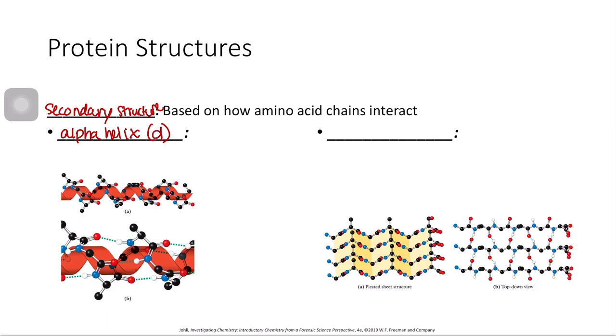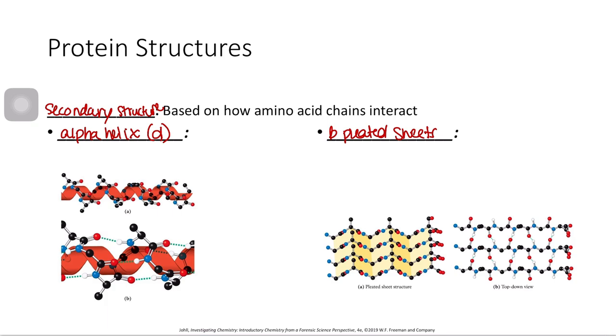We also have what are called beta pleated sheets. The beta pleated sheet happens when you have all of these different amino acids that are just kind of bonded together like so. And so here would be the view down. And silk proteins have pleated sheets in them. They have the beta pleated sheets. So both the alpha helix and the beta pleated sheets are going to be examples of secondary structures. So they get a little bit more complicated.